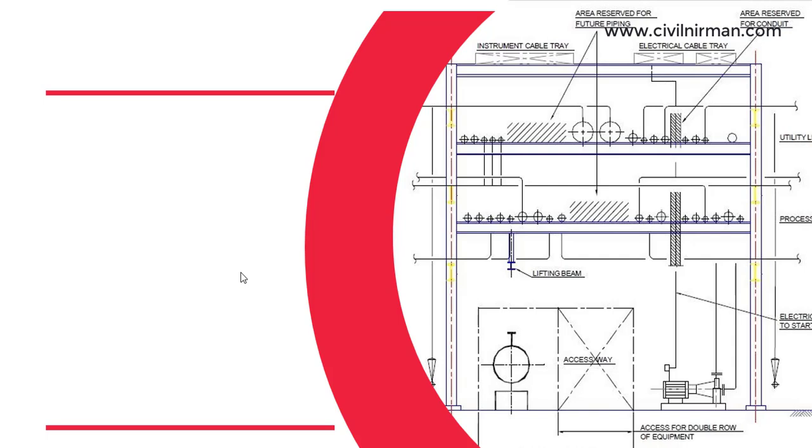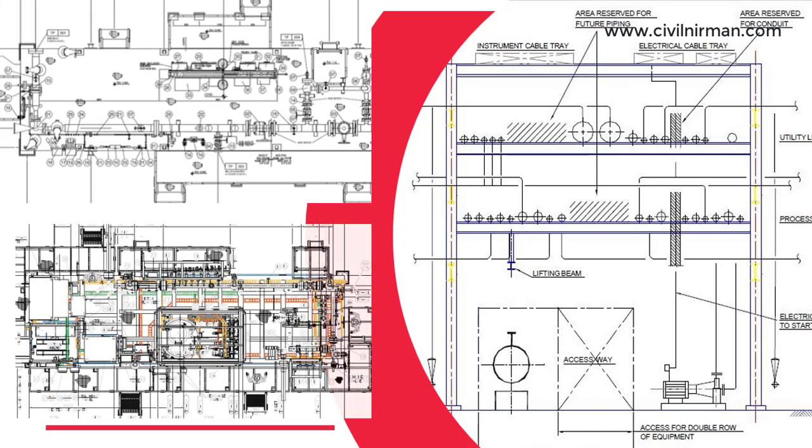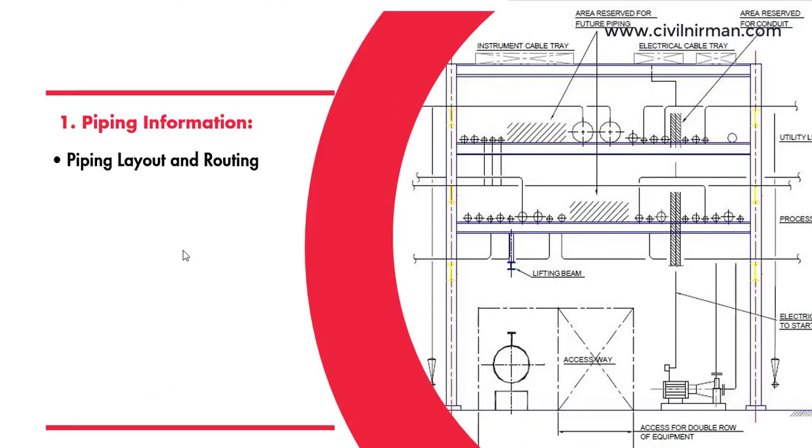In the piping information as well we have the following list. The first one is piping layout and routing. See, this particular information involves general arrangement drawings indicating the proposed routing of all the pipes, including primary and secondary lines and any specific requirements or constraints. Next important point is pipe size and materials, that is the sizes, materials and specifications of pipes to be supported by the rack.